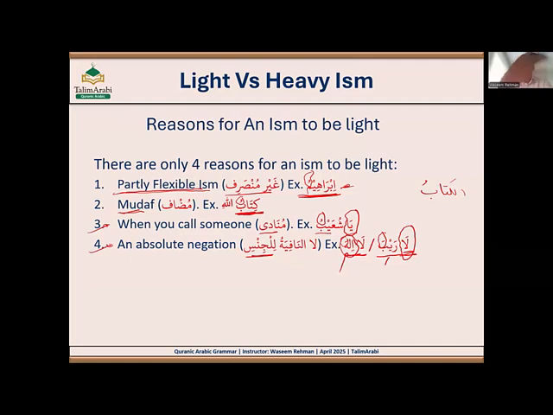We'll learn this in future topics. This is an advanced topic, but because today we are learning light versus heavy, these are the only 4 cases where an ism can be light. Other than that, an ism will always be heavy. And out of those 4, 3 we will learn later, like partly flexible and mudaf, and the simple one, when you call someone like ya shuaibu. These 3 topics are future topics. But these are the 4 cases when an ism can be light, and light means no tanween, or dropping the noun.